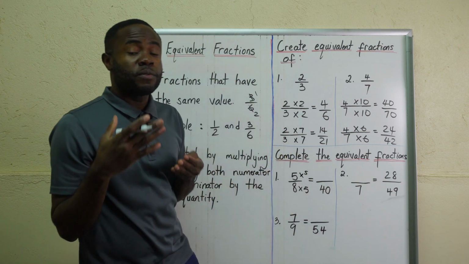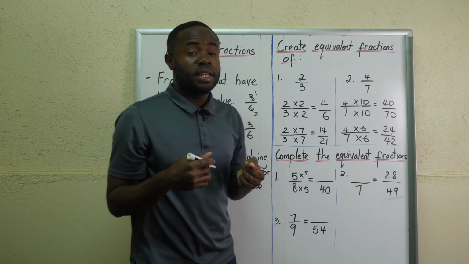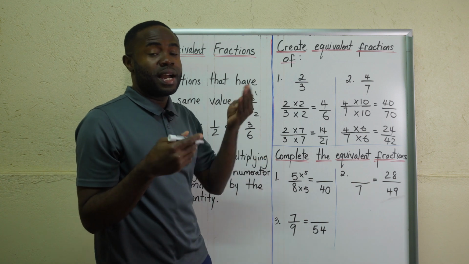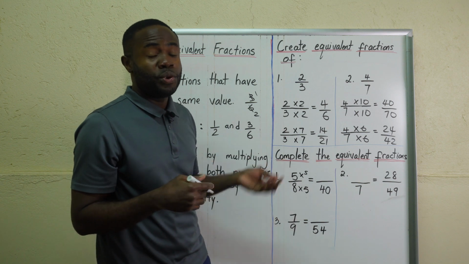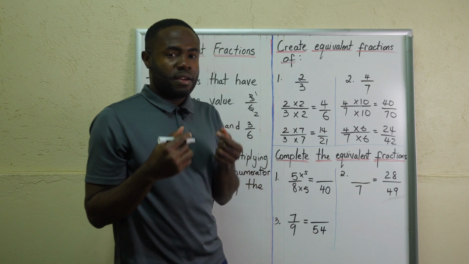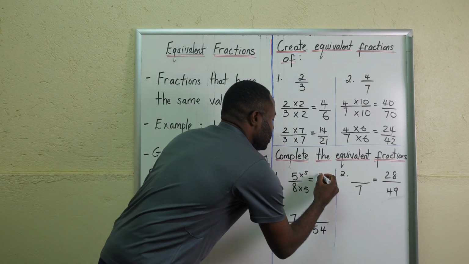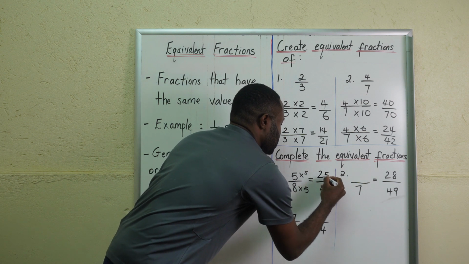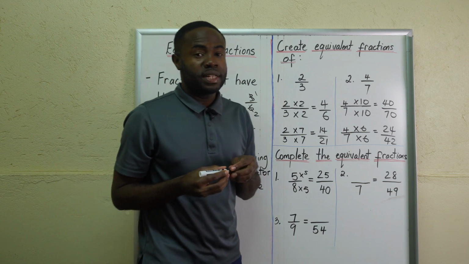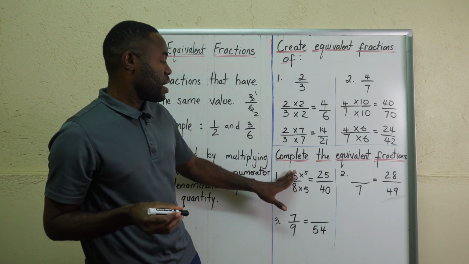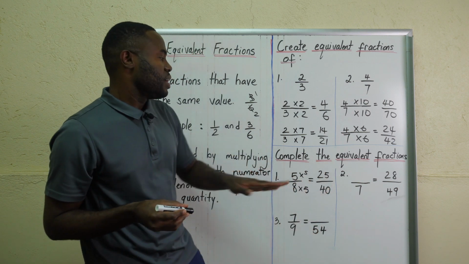Remember, whenever you're forming equivalent fractions, you can multiply both the numerator and denominator, or you divide both the numerator and denominator by the same quantity. But in this case, we're multiplying both the numerator and denominator by 5. So simply put, we're going to multiply 5 times 5 in this case, and we'll get 25. So the missing number in the first example is 25. And that simply means that 5 over 8 is equivalent to 25 over 40. Let's look at this one.